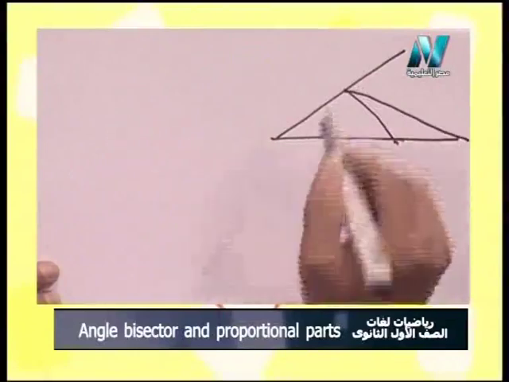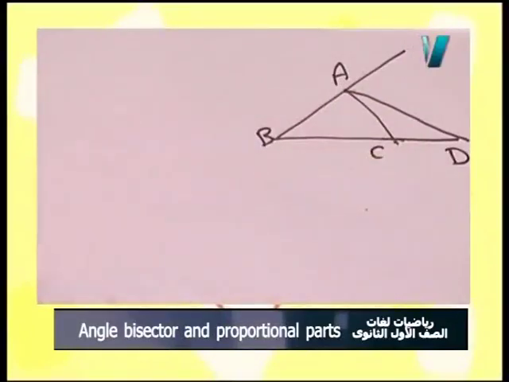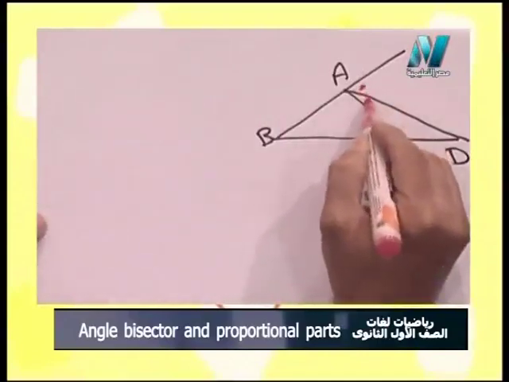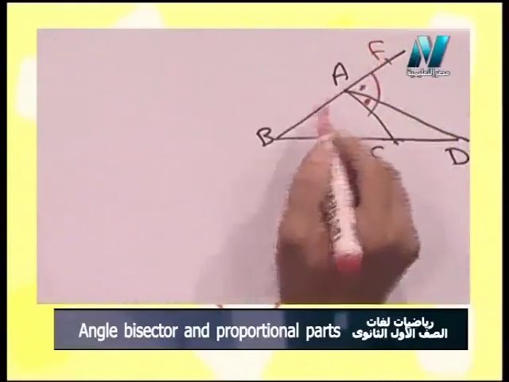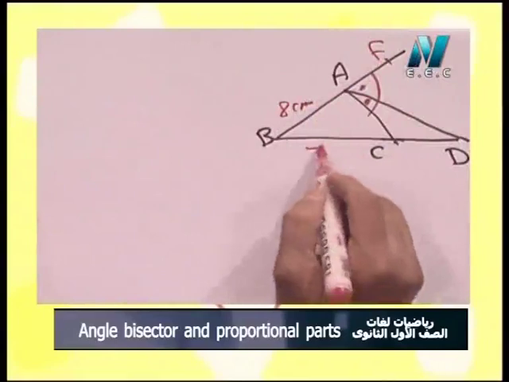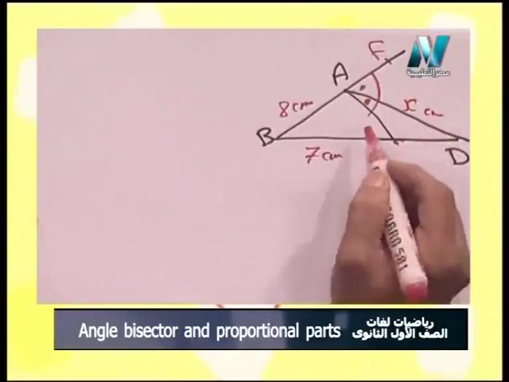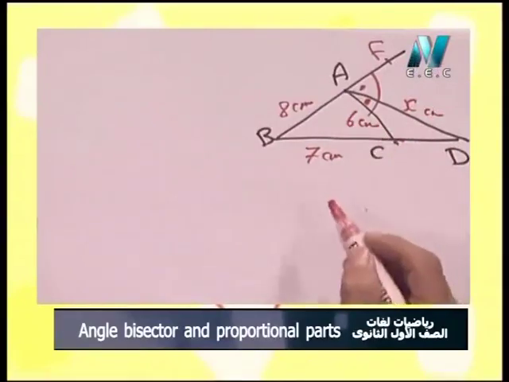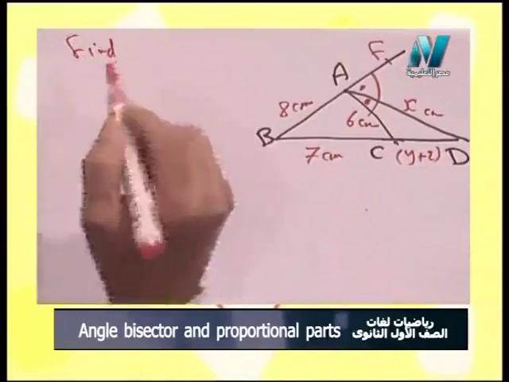Let's go to another example here. If we have a triangle like that, and we expand this part, we have the triangle ABC now, and D is this point, and this side AD is a bisector of the exterior angle A. If you call this point F, okay, we have AB equals 8 centimeters, BC equals 7 centimeters, AD equals X centimeters, and AC equals 6 centimeters, and CD equals Y plus 2 centimeters, and the request is find X and Y.